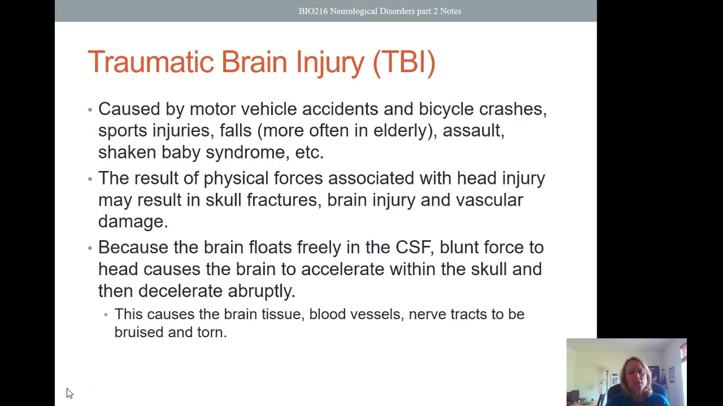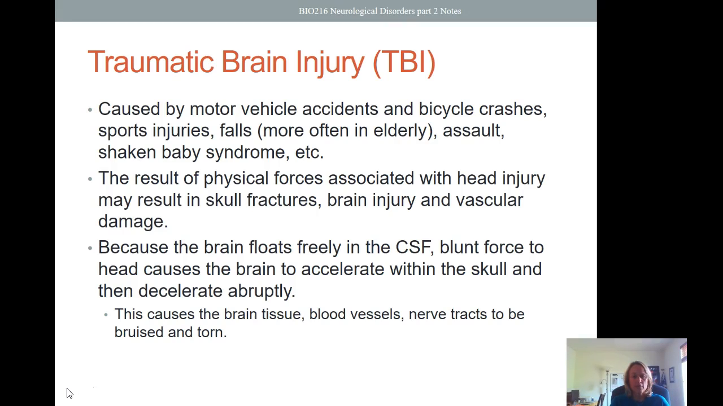Traumatic brain injuries can be caused by motor vehicle accidents, most often in younger people, bicycle crashes, sports injuries, falls. Falls occur more often in the elderly. Assault, shaken baby syndrome, and a variety of other things.